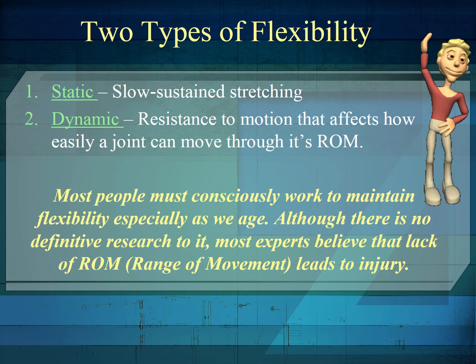There are two types of flexibility. One is static. This is the slow, sustained stretching. Nice and slow. Always make sure you're having appropriate, nice and slow breathing as you stretch. And then there's dynamic, where it's resistance to motion that affects how easily a joint can move through its range of motion. So just remember, dynamic is the resistance and static is slow, sustained stretching.